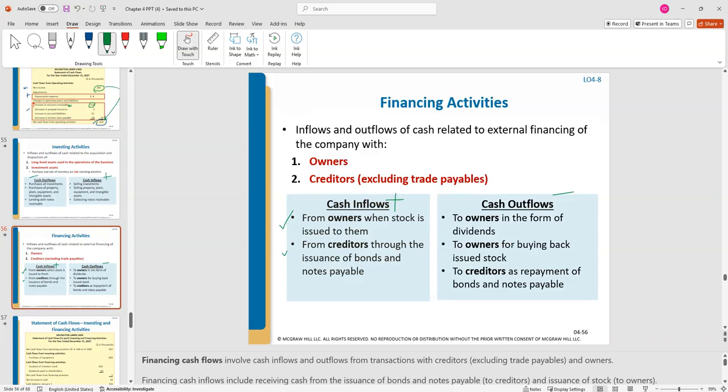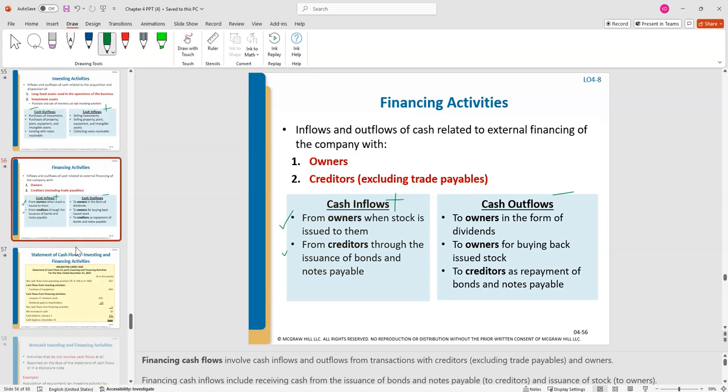The outflows would be things kind of related to those. If, for example, we bought back our own stock, treasury stock, if we paid dividends on our own stock, that would be a cash outflow. And if we repaid the principal of our bonds or our notes payable on there, that would be here. Different story if we paid interest on that amount, though. That would go up to the operating section. So you have to kind of keep things straight in your head.